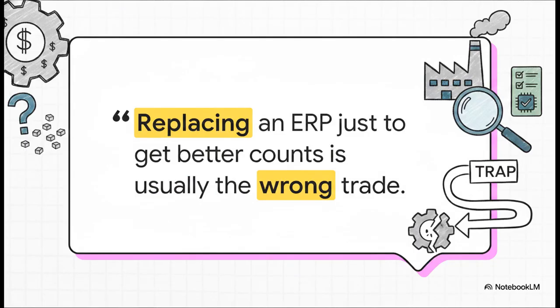There's a quote that perfectly captures the chaos right now. Replacing an ERP just to get better counts is usually the wrong trade. We see manufacturers making this massive, incredibly costly mistake all the time. You know how it goes. They notice a variance in their inventory, panic, and suddenly they're ripping out and replacing a multi-million-dollar enterprise system just to fix a counting problem. Today, we're going to explore exactly how you can avoid that trap entirely.